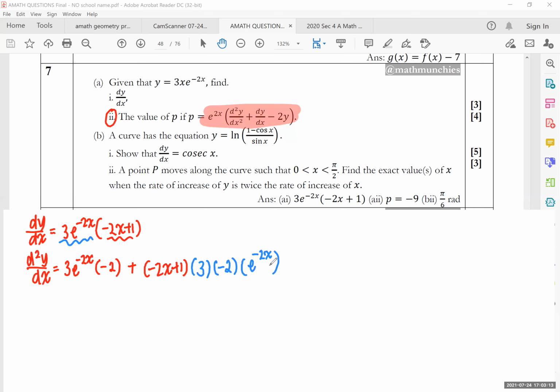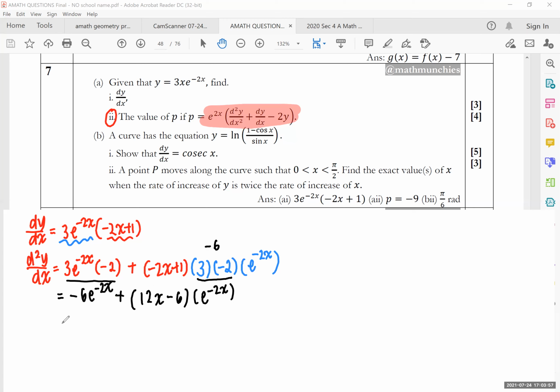Now let's simplify this. So what do I get now? The one on the left will be negative 6 e to the power of negative 2x, plus bracket negative 2x plus 1, which gives negative 6. And then after that, minus negative 2x plus 1 times negative 6. Negative 2x times negative 6 is 12x. So 12x minus 6, and then bracket e to the power of negative 2x, right?